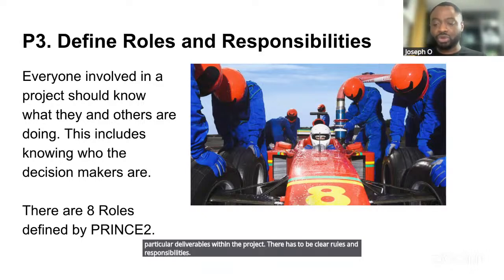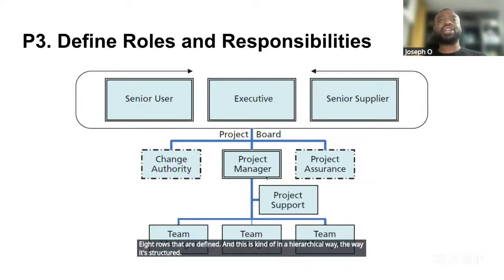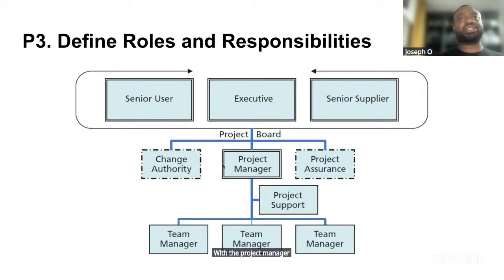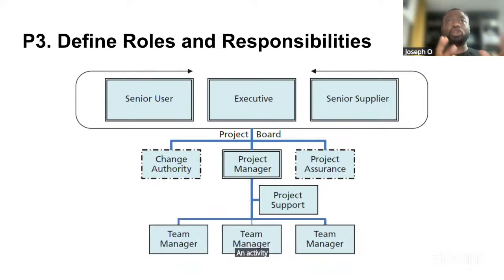So within Prince 2, we have eight roles that are defined. This is structured in a hierarchical way, with the project manager in the center of it. The project manager is one role identified in Prince 2, and then we've got the project board, which is made up of three. These are three roles, not necessarily three people. A role is an activity or something somebody plays.